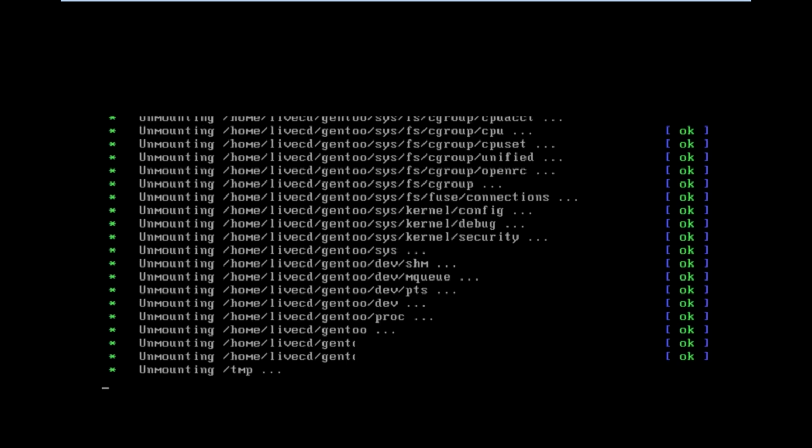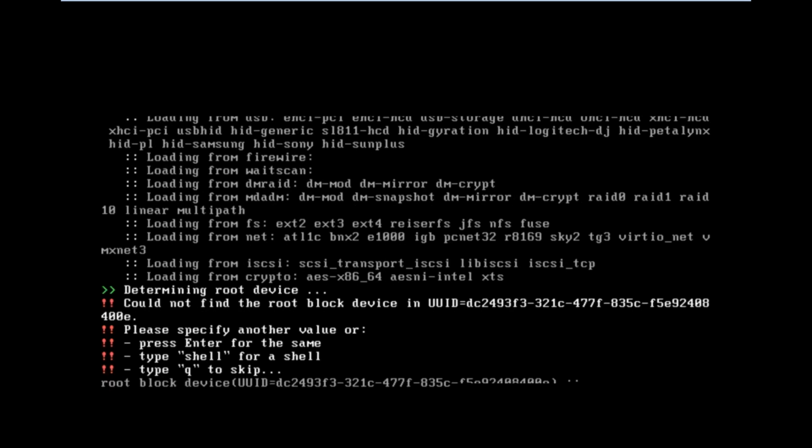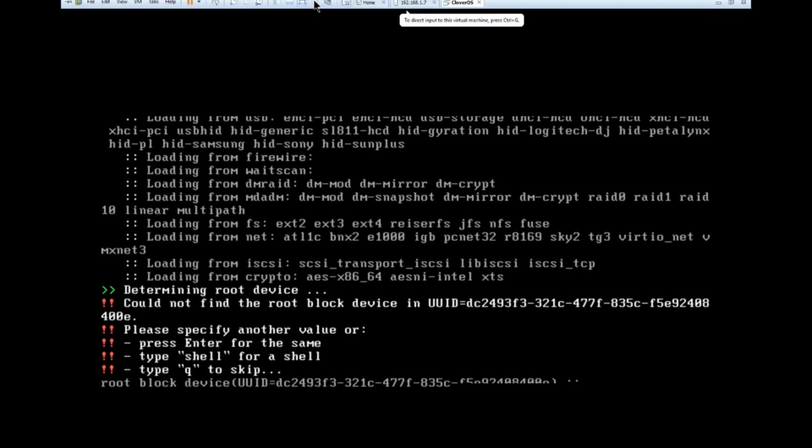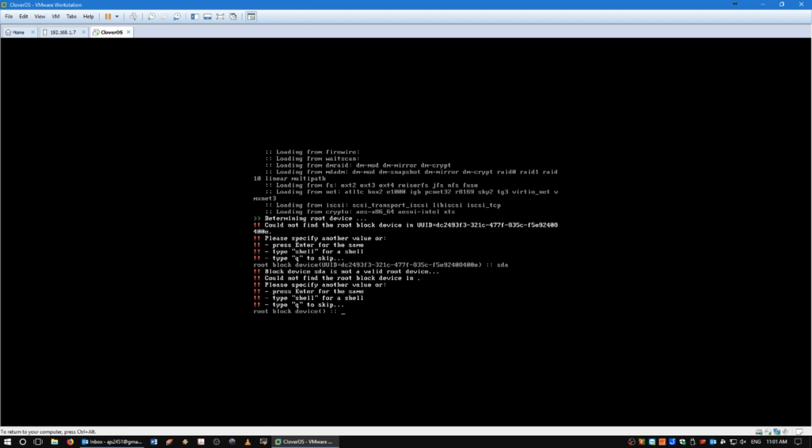Hopefully this works this time. It's done it again. Cannot find the root block device. Oh, this is what I don't like. SDA... Okay. Not a valid root device.